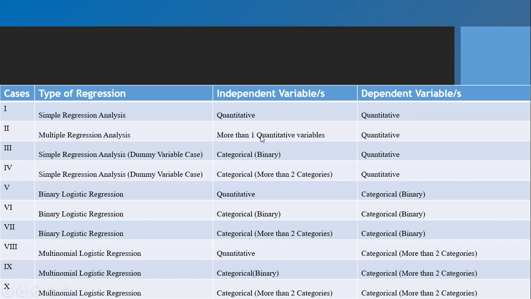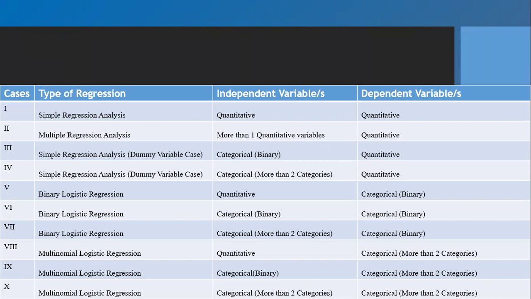All our previous sessions have covered case one and case two, because in case two the independent variables are also quantitative. We have used only quantitative variables in all previous cases. In simple regression analysis there is one independent variable, while in multiple regression analysis there might be more than one independent quantitative variable. So we are directly starting from case number three.